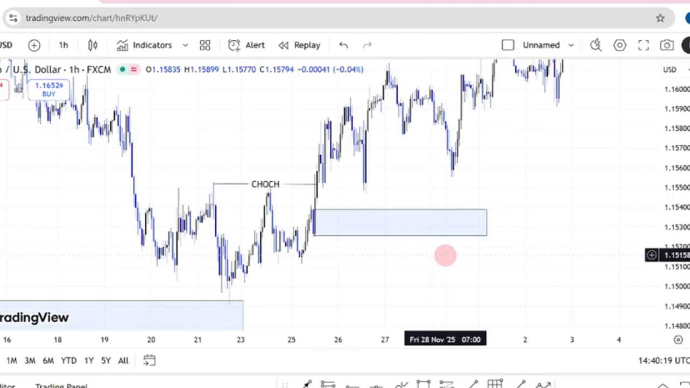So the next one we'll be looking at is equal lows or equal highs candlestick patterns, and that will be the second one. And after that, we'll go to the third one.